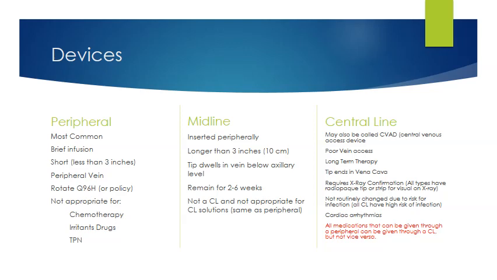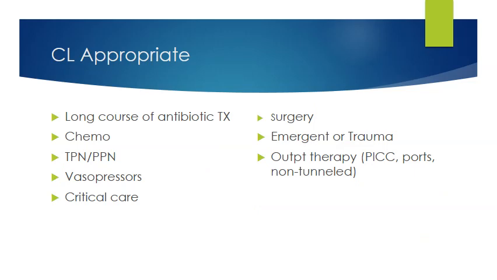Okay, and one thing that you need to know is that all medications that can be given through a peripheral can be given through a central line, but not vice versa. So all medications should be able to go through a central line, but not all can go through a peripheral. Things that would be appropriate for a central line, I've already said: long-term course of antibiotics, chemos, TPN, PPN, vasopressor drugs, patients who are in critical care, surgery patients, emergent or trauma situations. And those types of central lines that we put in for emergent and trauma would be like a non-tunneled, and I'm going to tell you about non-tunneled in a bit.